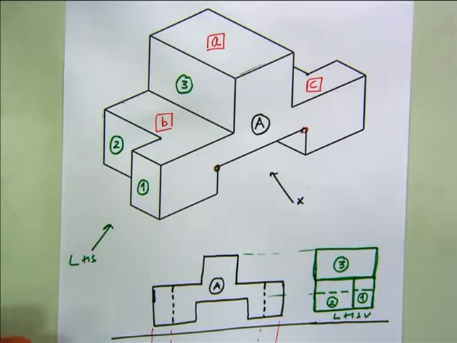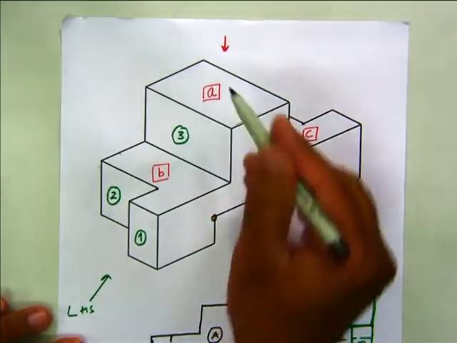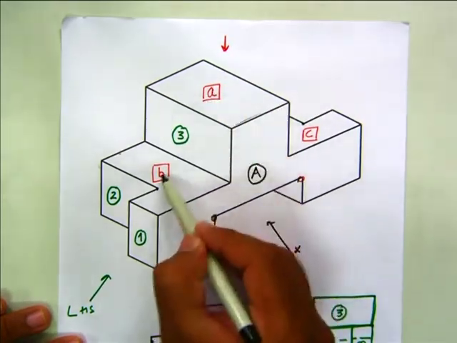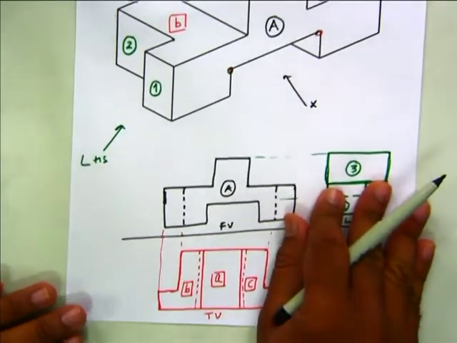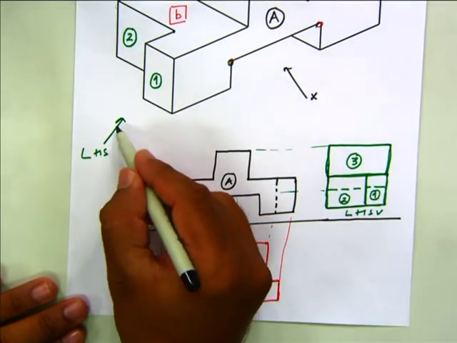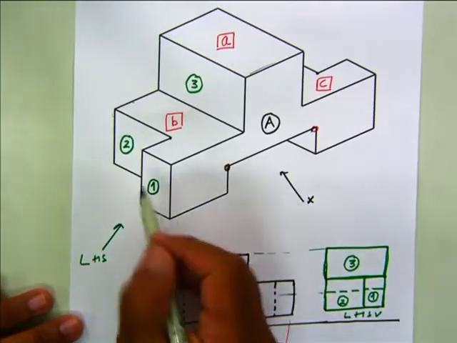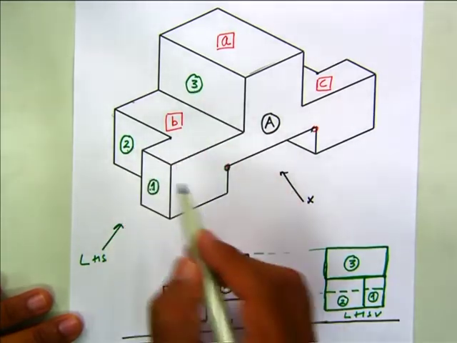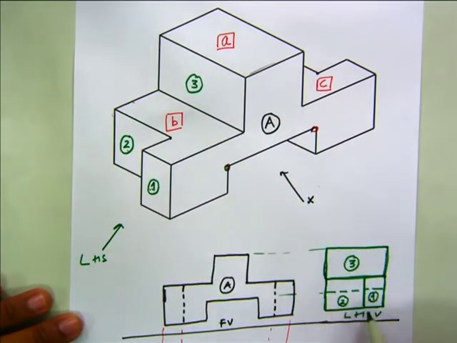So this is your front view. When you are viewing from this, you can see only A. I have drawn A in my front view. When you are viewing from the top, you can see A, B and C, which I have drawn over here. And when viewing from the left hand side, you can see 1, 2 and 3. This is your left hand side view. We take a similar kind of block exercise again.